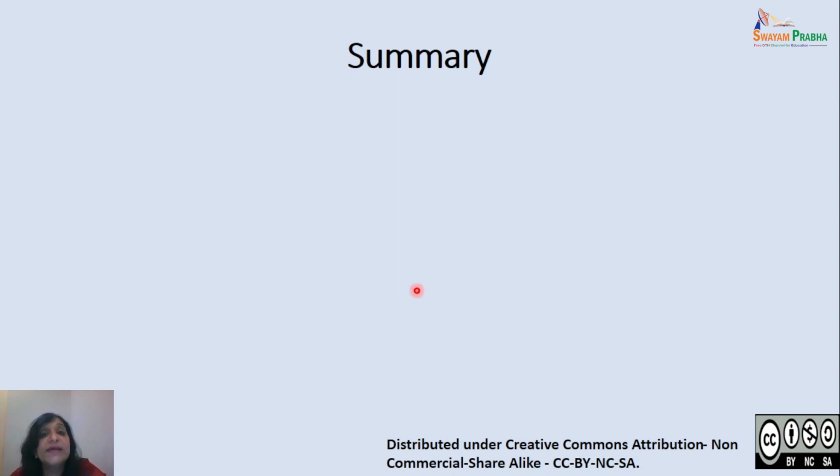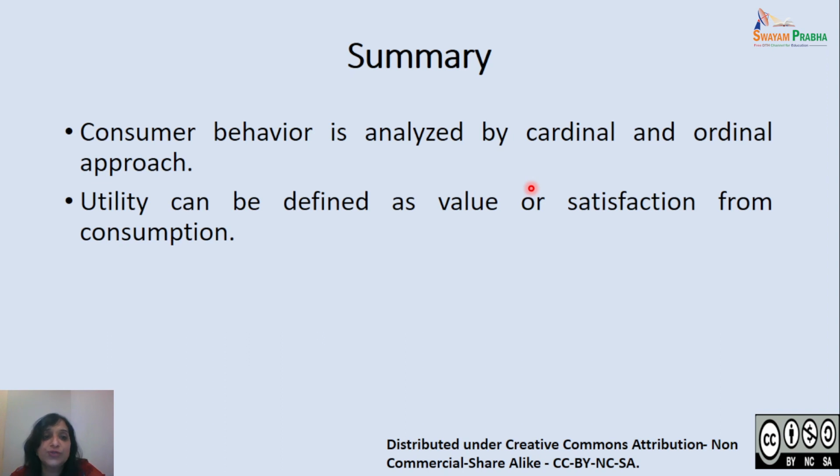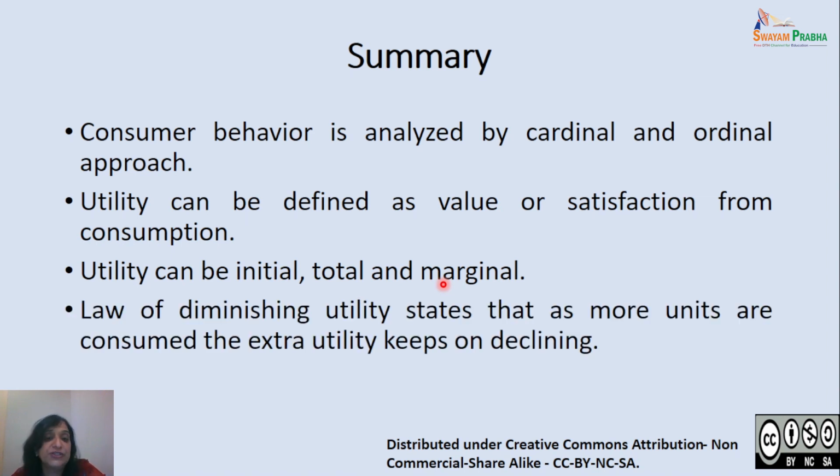So let us now summarize whatever we have done today in the lecture. One, we have said that whenever we want to analyze consumer behavior, the two schools of thoughts are cardinal and ordinal. Cardinal means you can measure the utility. Ordinal says you can just order the utility. What is utility? Utility can be defined as value or the satisfaction which one gets by consumption. Utility can be of many types. It can be initial, it can be total, it can be marginal. Thereafter, marginal can be positive, it can be zero, it may be negative.